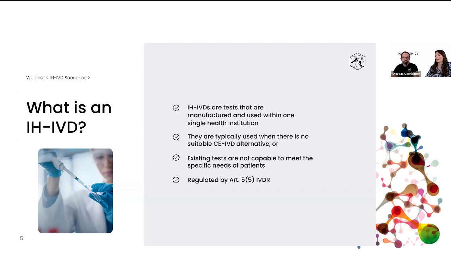It is also important to highlight that once you are manufacturing and using an in-house IVD, those are regulated by Article 5.5 of the IVDR. As a health institution, you then have to comply with the requirements of the IVDR. Those include topics such as the GSPRs in Annex 1, and also the standard ISO 15189, which is the gold standard for quality management systems in medical laboratories.